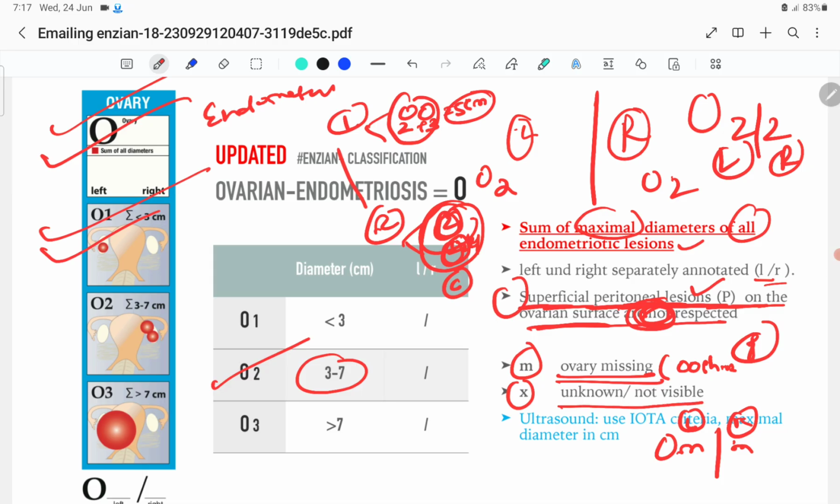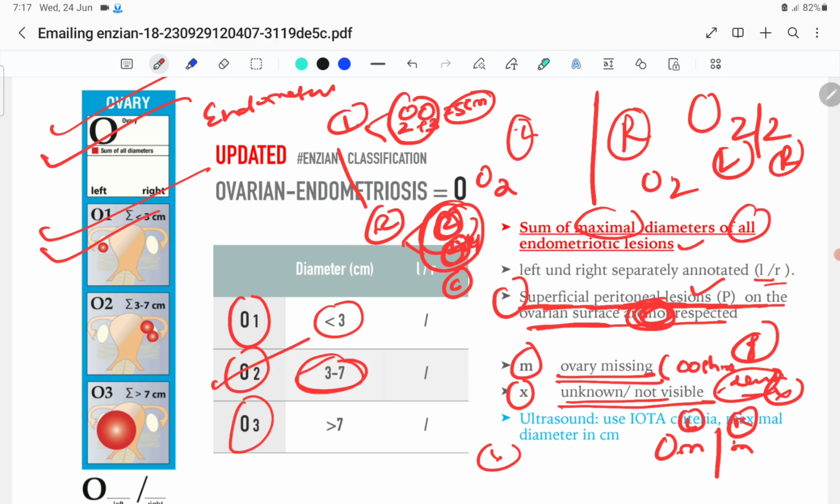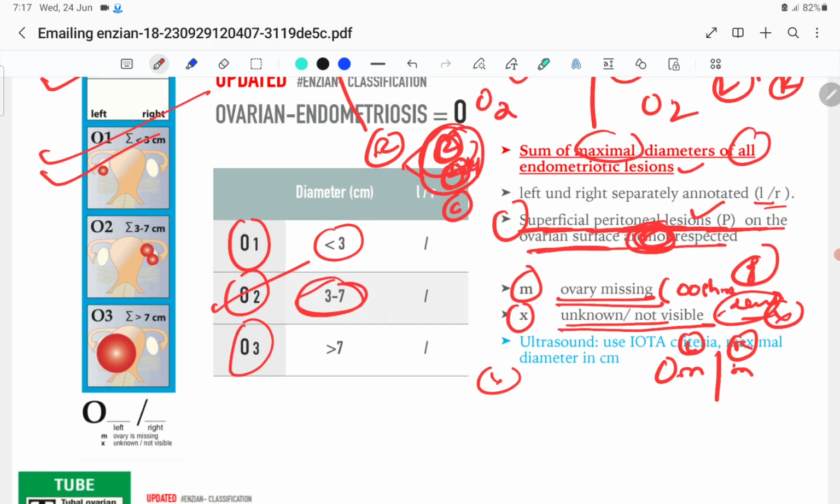X is for unknown, not visible. Suppose there is dense pelvic adhesion, and in that case you are not able to see the ovary, it is difficult to see, or even on ultrasound or MRI you are not able to locate it. So in that case you have to write X, not visible. Okay, so O1 is less than 3 centimeter, O2 is 3 to 7 centimeter, O3 is more than 7 centimeter. So O is over. Again you have to write right and left.